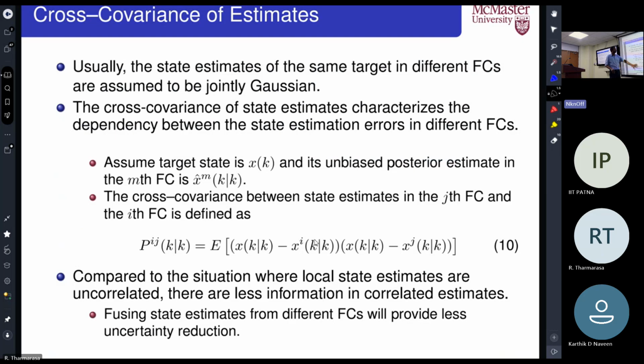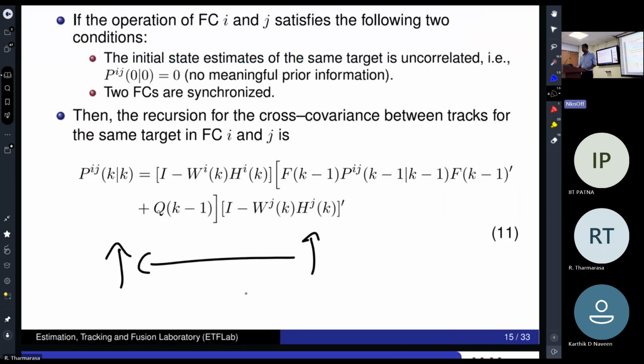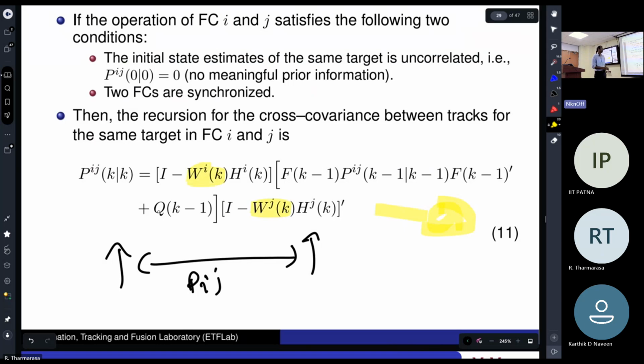In practice, I wouldn't recommend this because if you look at this, finally, you have two like this and this. If you want to find the cross covariance between these two, first of all, this equation is complicated. The other issue is that you need to know the Kalman filter weight they used in the local node. So in order to calculate this, if you look at this.